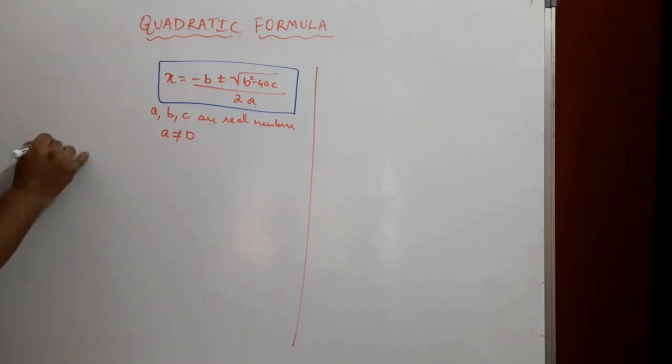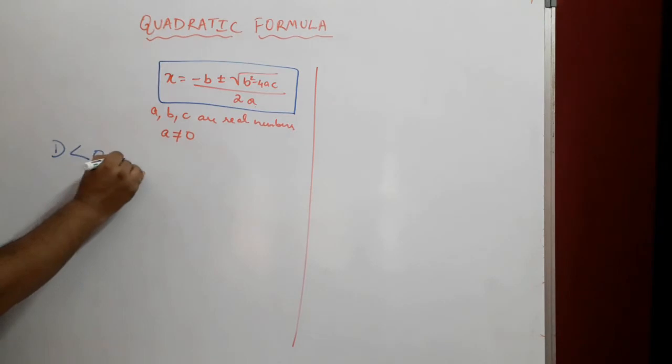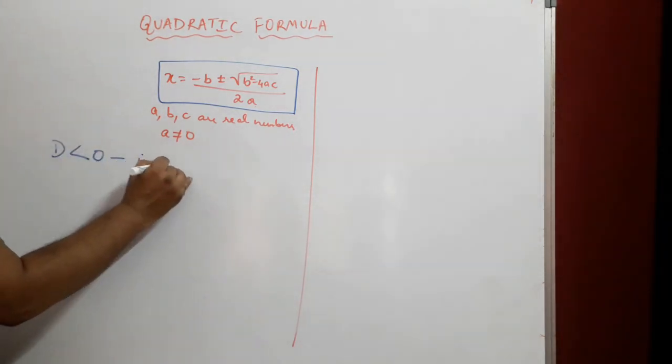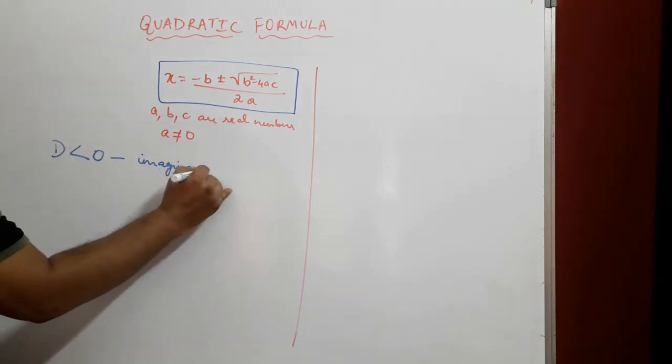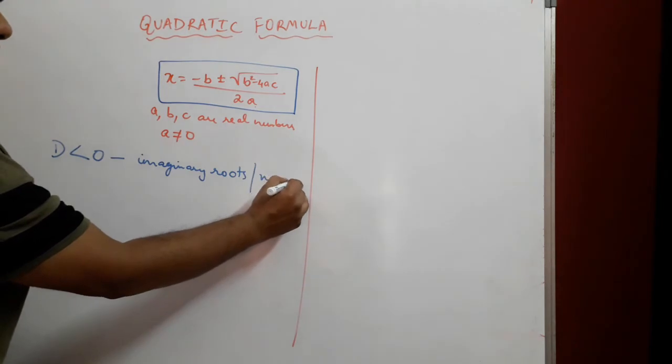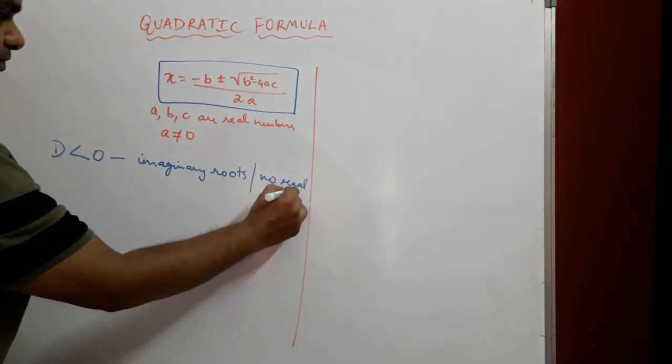If the discriminant is less than 0, then we do not get real roots. We get imaginary roots, or we can say no real roots.